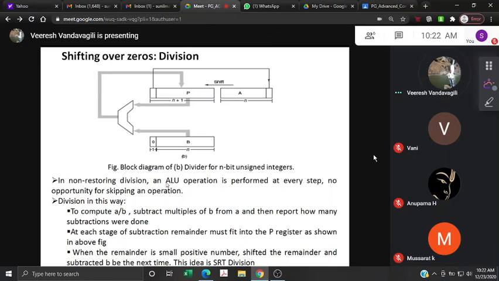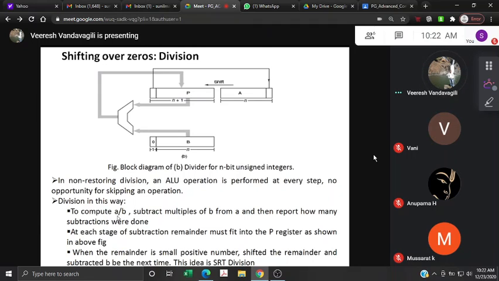So think of division in this way. First, to compute A divided by B, subtract multiples of B from A and then report how many subtractions you have done. That is the first step. Then second, at each stage, the remainder must fit into the P register.